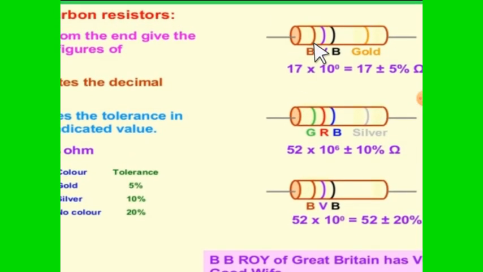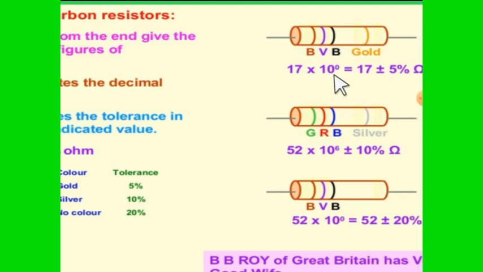Brown represents 1, violet represents 7. So these will be the first two digits of the value of the resistor. Brown gives you the first digit and violet the second digit. The second color gives you the second digit. And the third ring represents the multiplier.